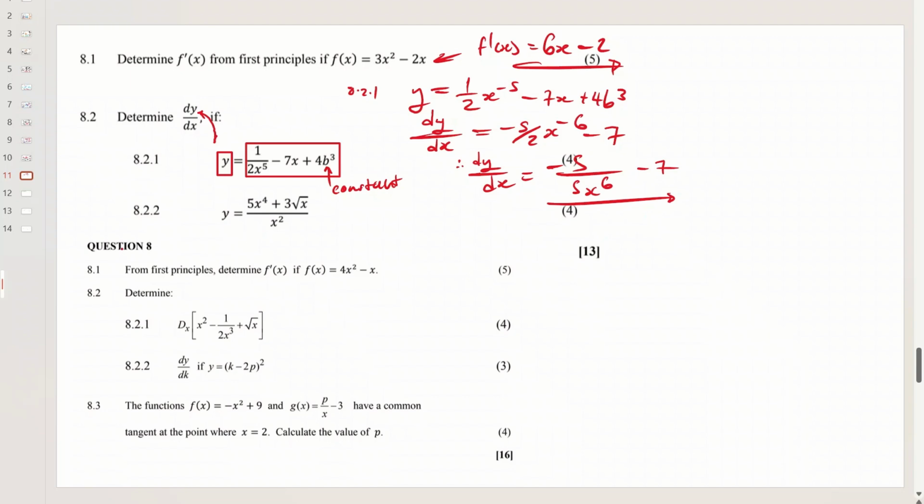So now, question 8, again, even this one, guys, you are going to do it on your own. You have to find that the derivative of this is just 8x minus 1. So take this using the first principle formula. If you find the same thing, drop a comment and say yes.